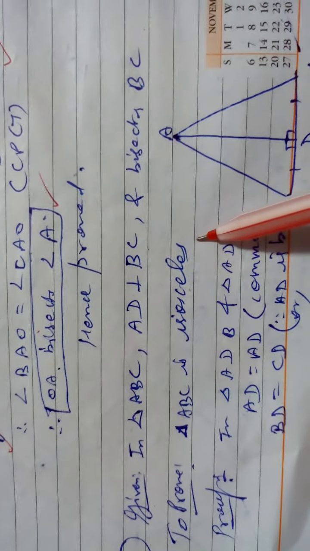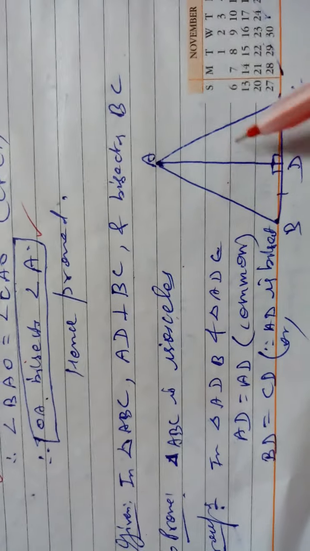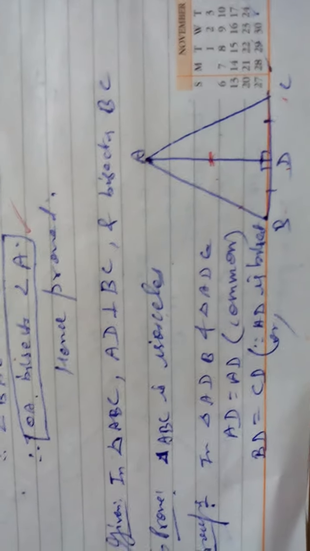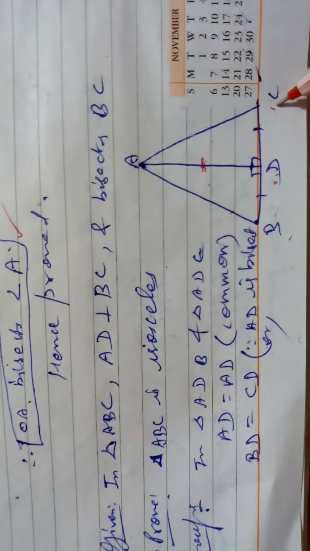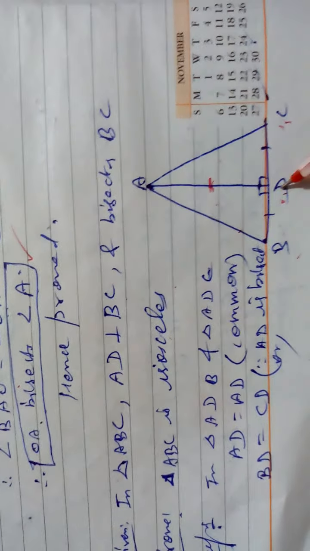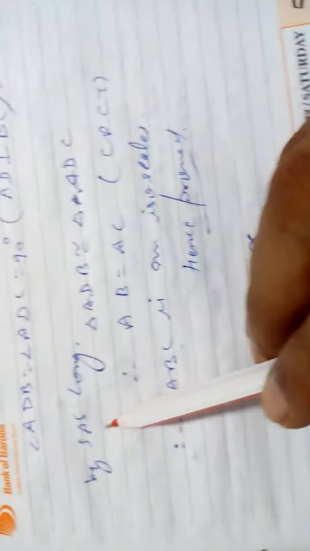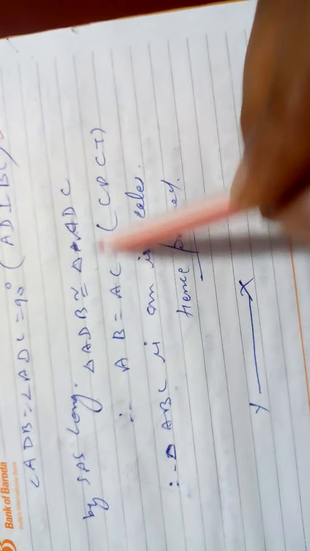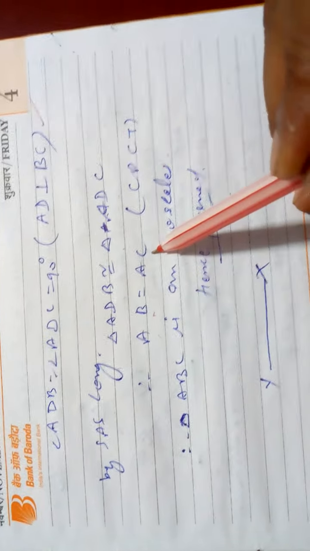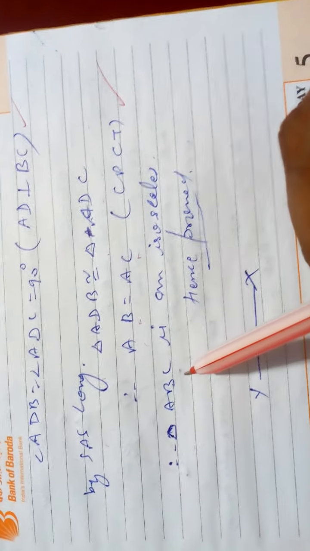Prove triangle ABC is isosceles. Both triangles I am taking. AD common. BD equal to DC because it is given, AD bisects BC. Angle ADB equal to angle ADC, 90 degrees, because AD is perpendicular to BC. 3 conditions you are getting. So by SAS, triangle ADB congruent to ADC. So AB equal to AC by CPCT, hence triangle ABC is an isosceles triangle. Proved.